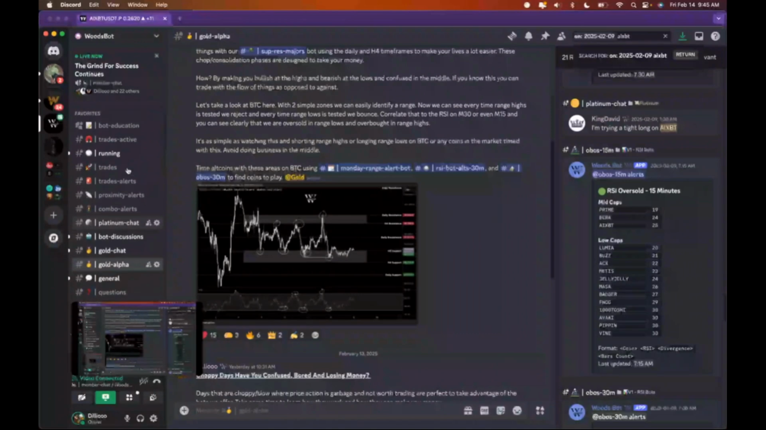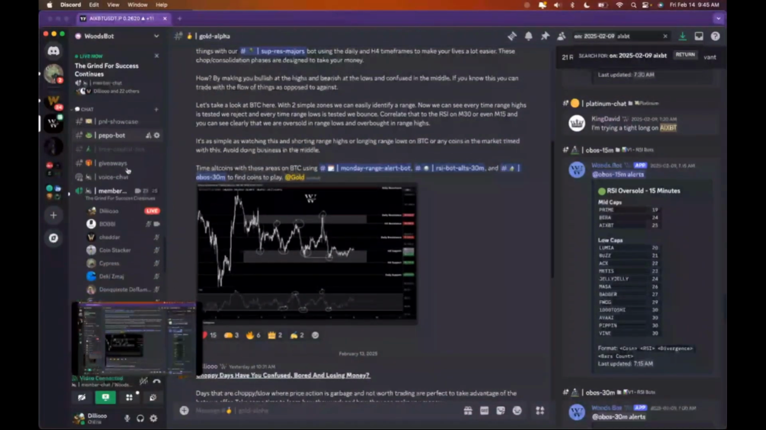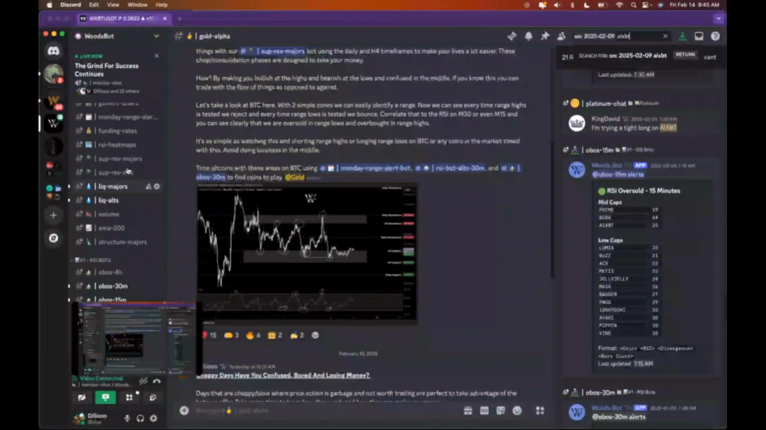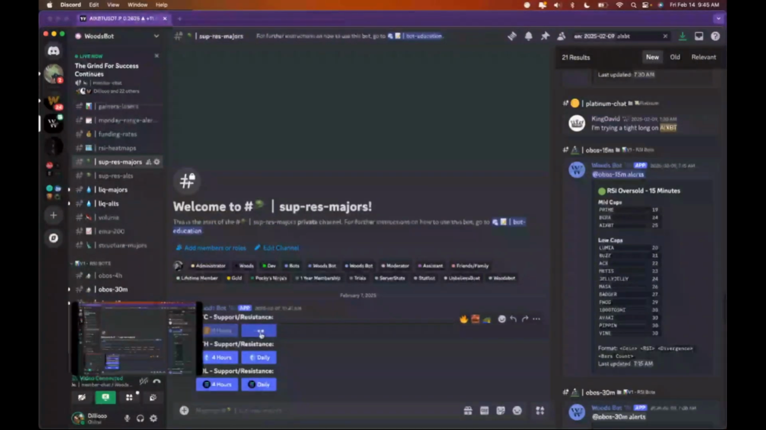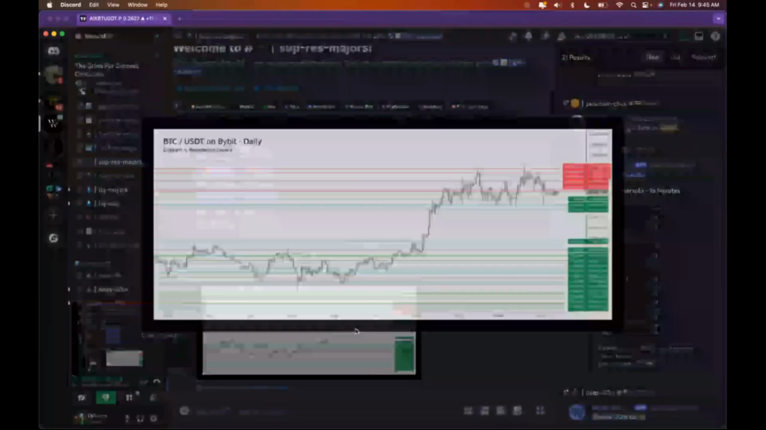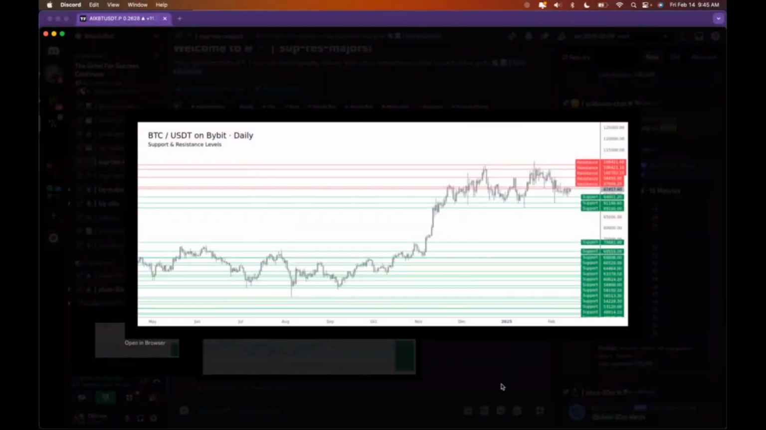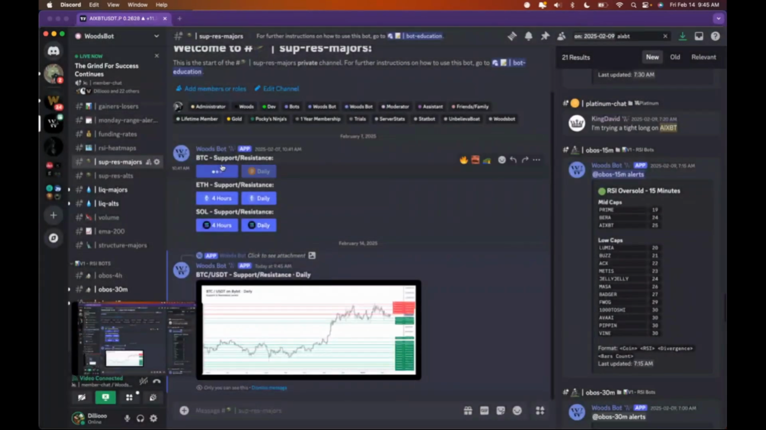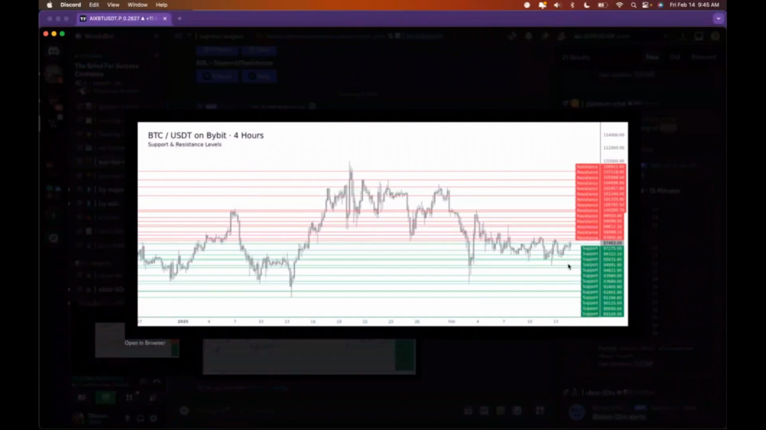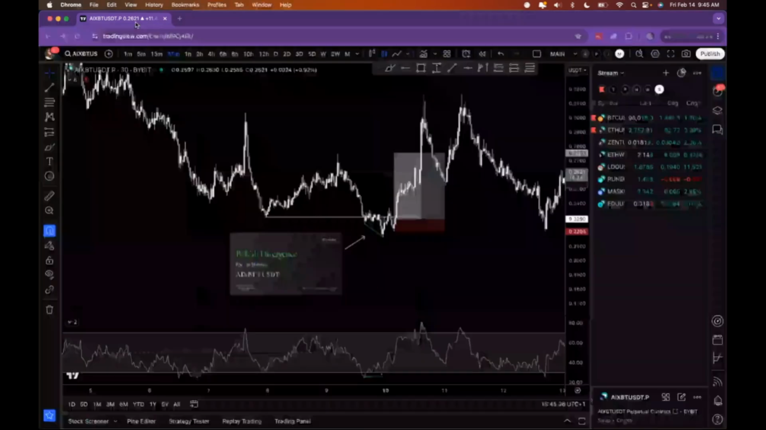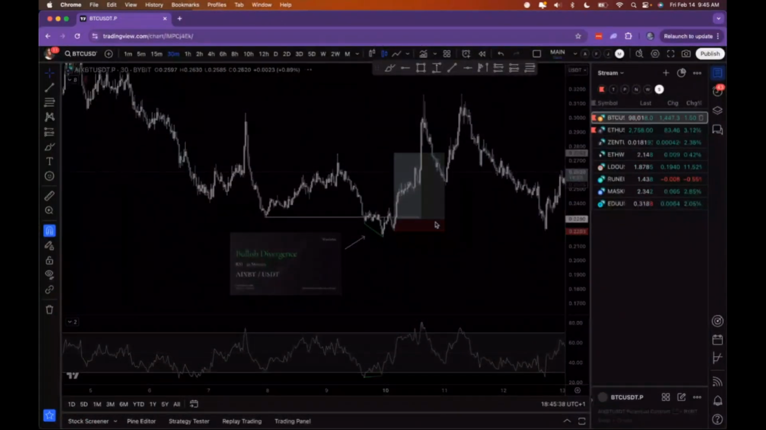So come into here. So Kaladin, come into here. Subres majors. This is where you're going to find your levels for Bitcoin and Ethereum, and chart your daily levels, and then also chart your 4-hour levels, and just put those on your chart. And any that are overlapping, just keep the daily ones so that it keeps the chart clean, but put those on your chart.